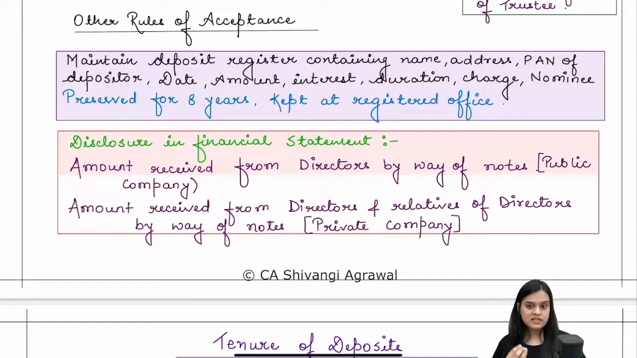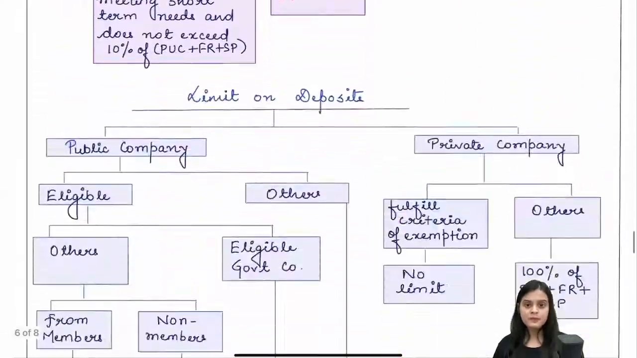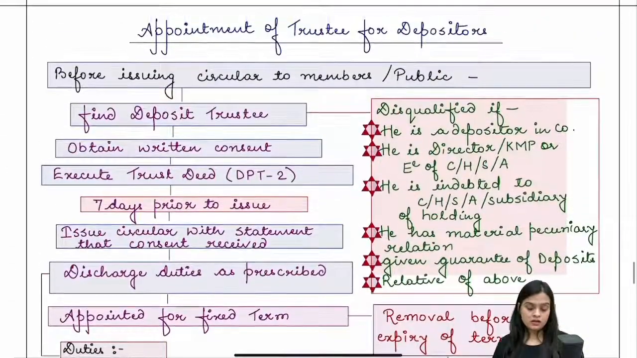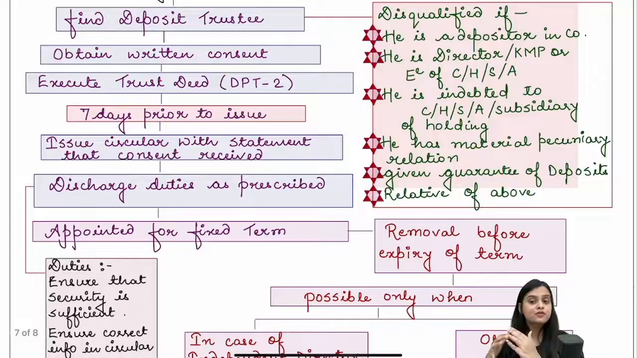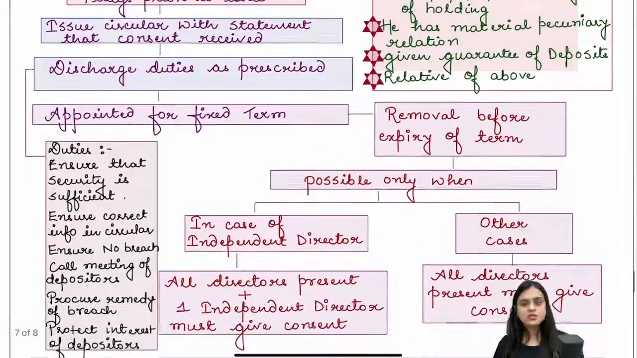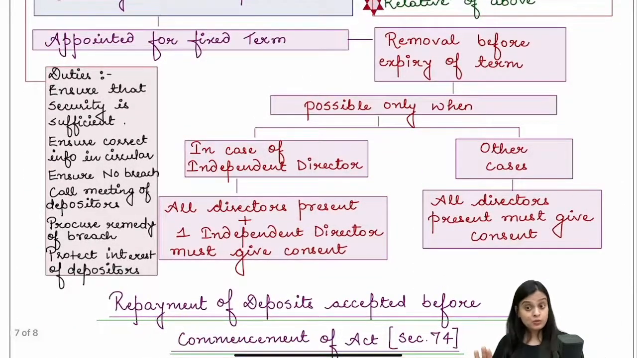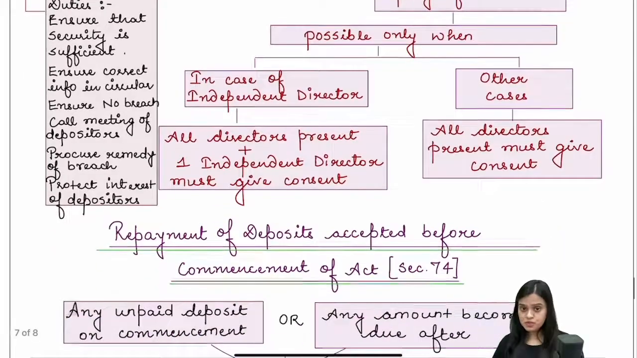There are two disclosures which must be made in the financial statement: the amount that you receive from directors, and in case of public company, an amount which you receive from directors as well as relatives of directors in case of private company. You have to appoint a trustee for depositors. So before issuing any circular, you have to find a deposit trustee who is not disqualified, obtain his written consent, prepare a trust deed, file this trust deed also, and then issue the circular along with the statement that we have received the consent of the requisite person. He will discharge the duties which are prescribed. He can be removed before his term also, subject to following of conditions.